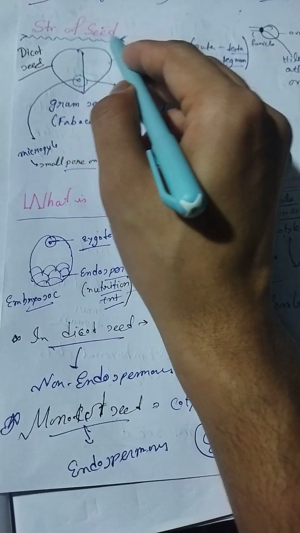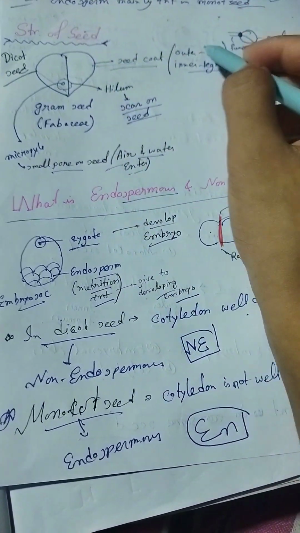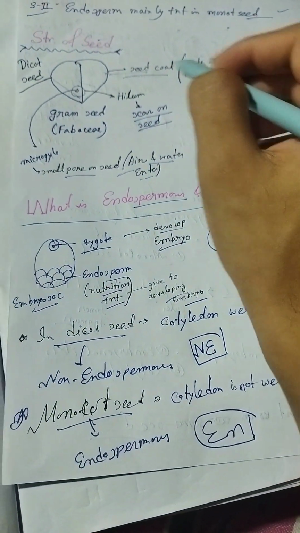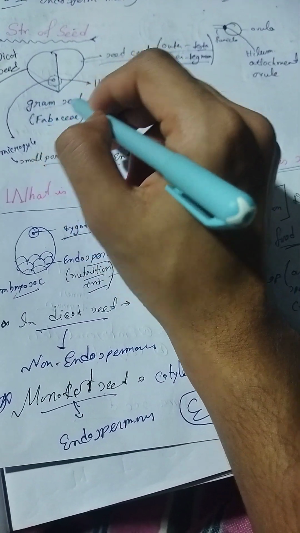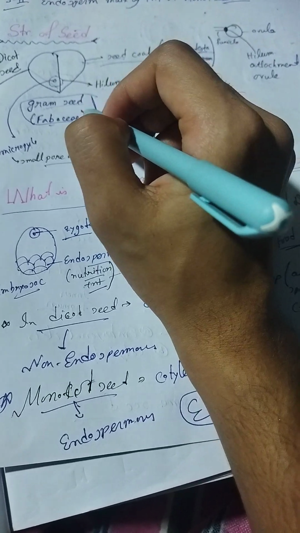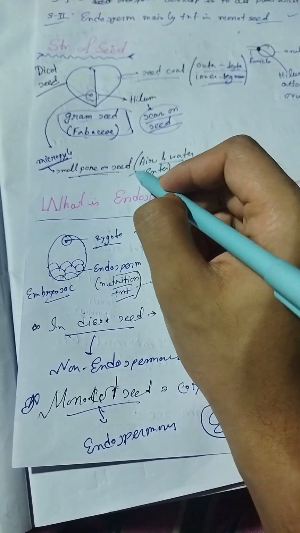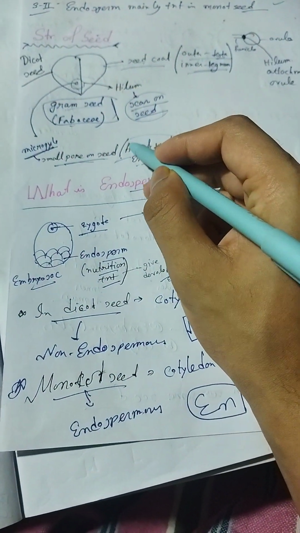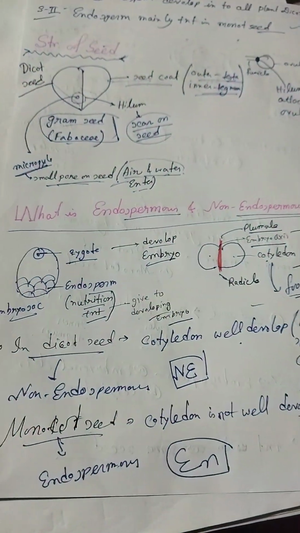Now talk about structure of seed. This is a dicot seed. That is the seed coat. Outer is testa and inner is tegmen. That is the hilum, the scar on the seed. That is gram seed, that is Fabaceae, dicot means Fabaceae. The micropyle is a small pore on the seed. Air and water enter through this pore.